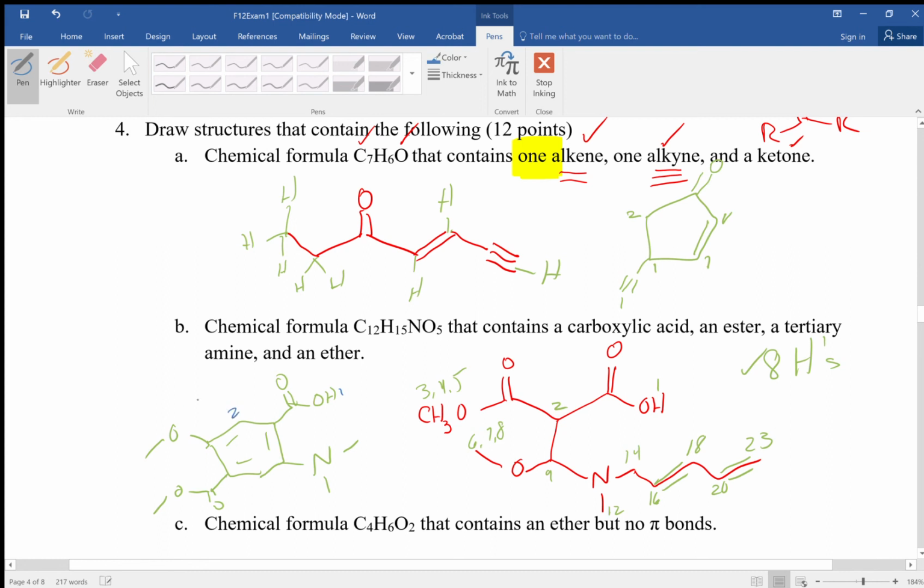1, 2, 3, 4, 5. Here's 6, 7, 8, 9, 10, 11, 12, 13, 14, and 15. So that also works. So 2 very, very different structures that both fit the formula that we're given. Which one's correct? Well, they both fit the conditions that I gave in the problem, so which ones are correct? Both of them are correct. And there's many, many other structures that we could draw which would also work.